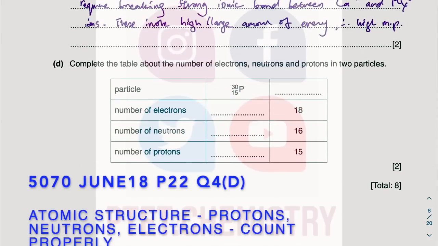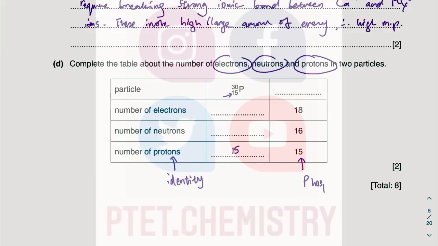So next bit is about counting electrons, neutrons, and protons. The number of protons is like the identity of the element. So that is the proton number for phosphorus, and that means this is also phosphorus because it has the same proton number. But this is an atom. An atom has no charge because the number of electrons balances out the number of protons. That's why there's no net charge.